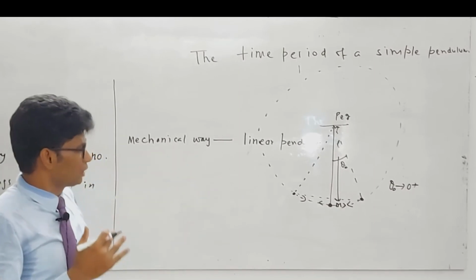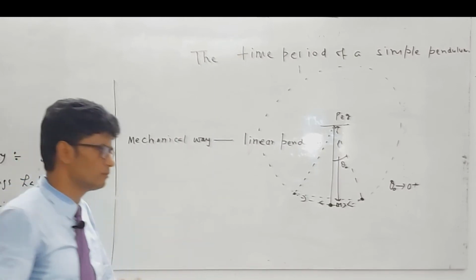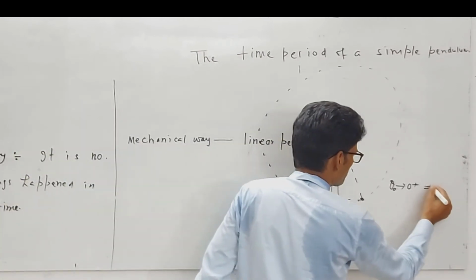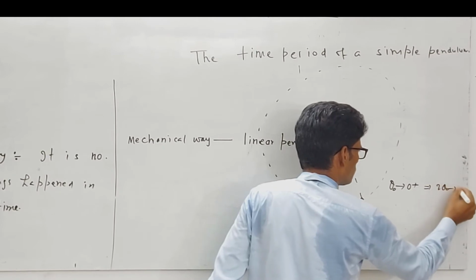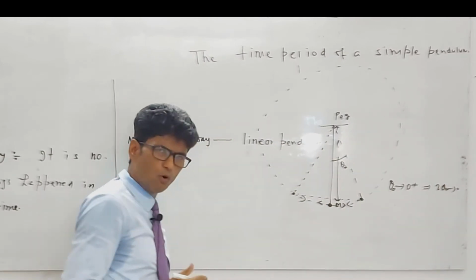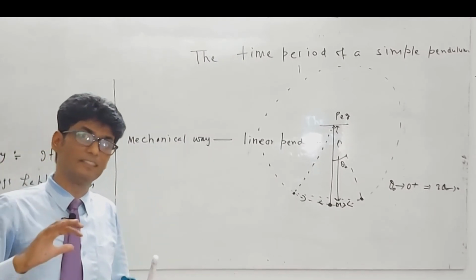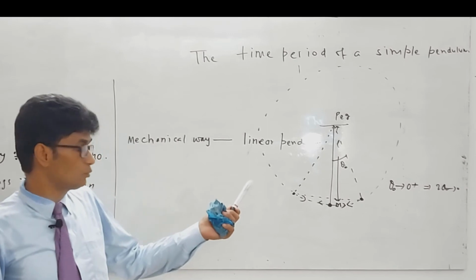But theta naught tends to 0. So this implies 2 theta naught also tends to 0. So this arc length is supposed to be a chord length. A chord length is a straight line. So now we call it the linear. And theta 2 tends to 0.